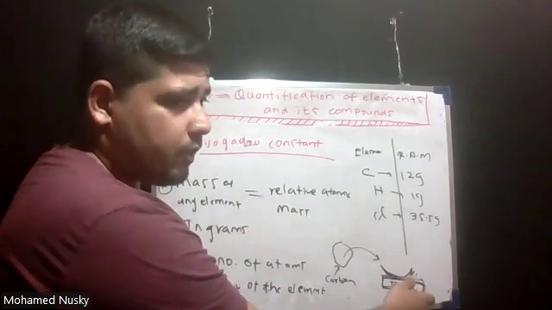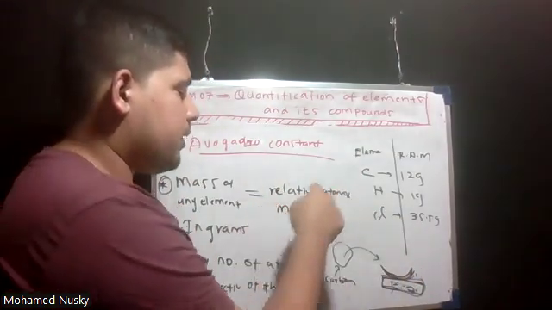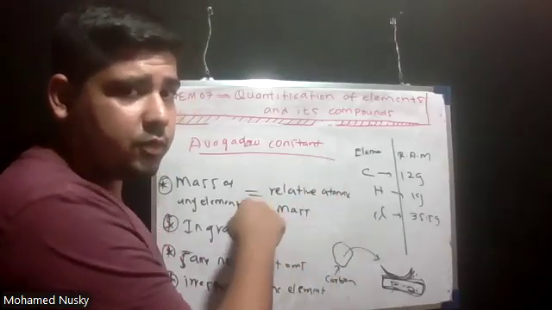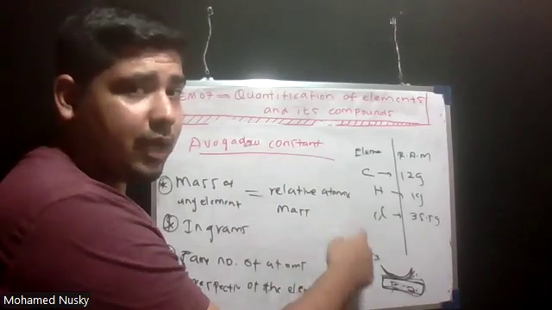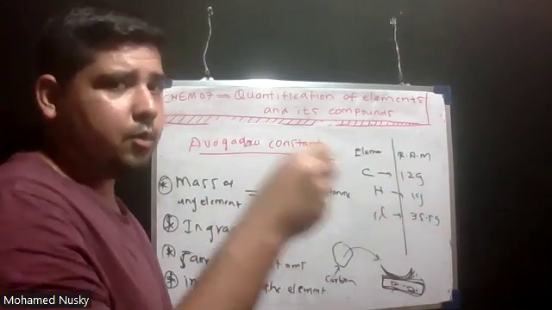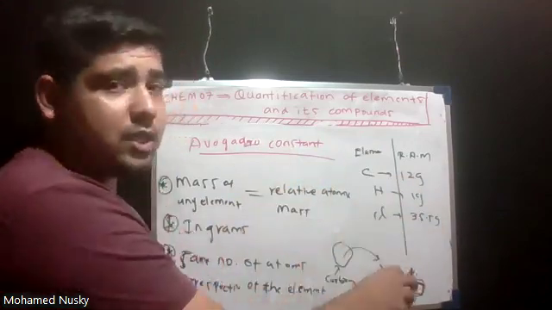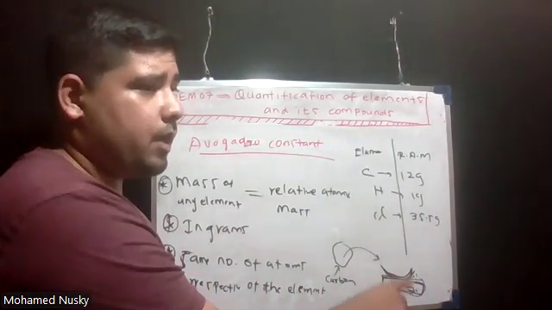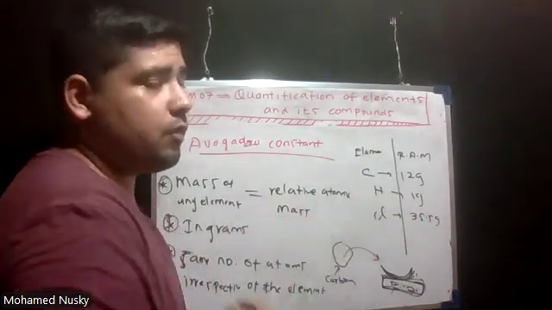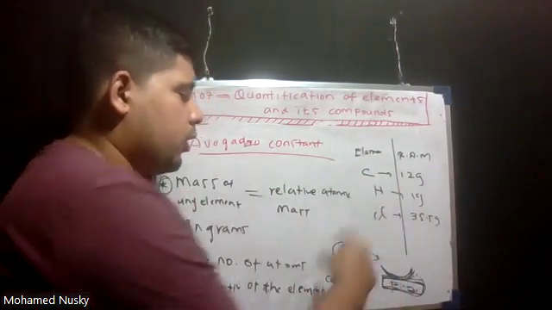I'm going to take a mass of carbon that is equal to the relative atomic mass of carbon. I am giving the explanation taking carbon as the example. I'm going to take a sample of carbon. What is the mass of that carbon? I'm going to weigh it. The mass of that carbon is equal to the relative atomic mass of carbon. What is the relative atomic mass of carbon? 12 grams. So I'm going to weigh this now.